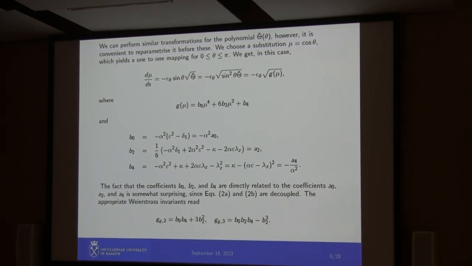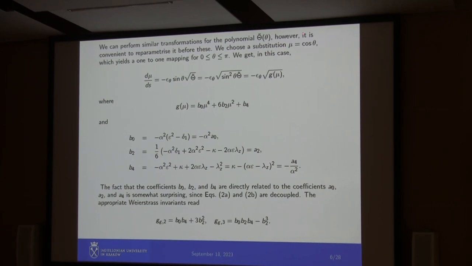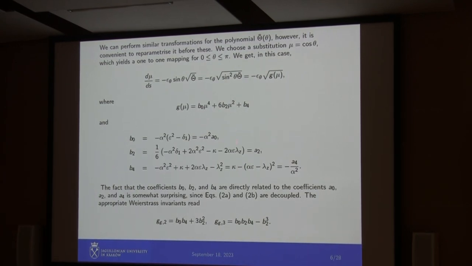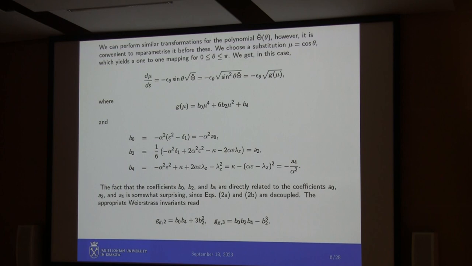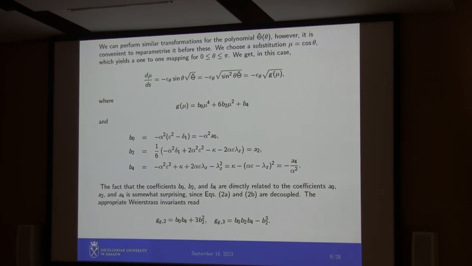What is interesting here, which we didn't expect, is that when you perform such parameterization, then there's some symmetry between the variables B0, B2, B4: between B0 and A0, B2 and A2. And we don't know why it appears. I think it wasn't seen before, because people use cosine squared here, and then you don't see this symmetry. But it appears and is in some way interesting. But if you have ideas on this, we can talk later.